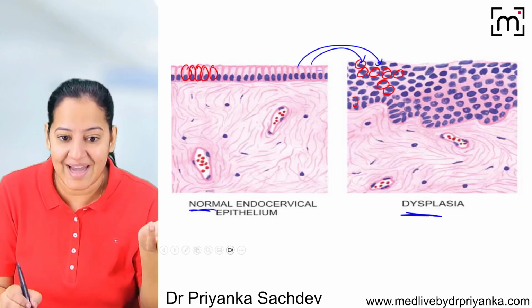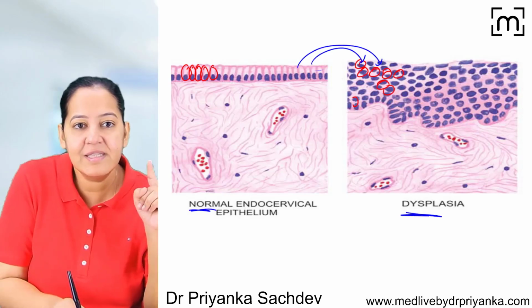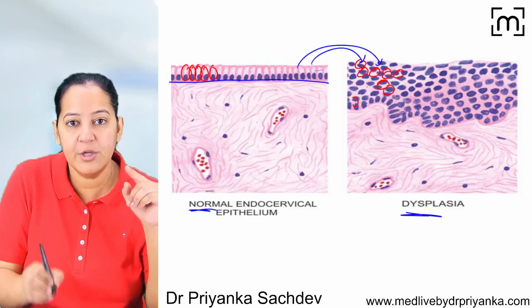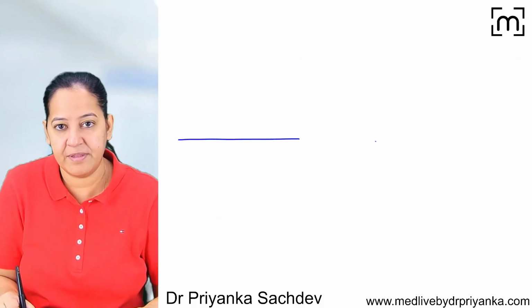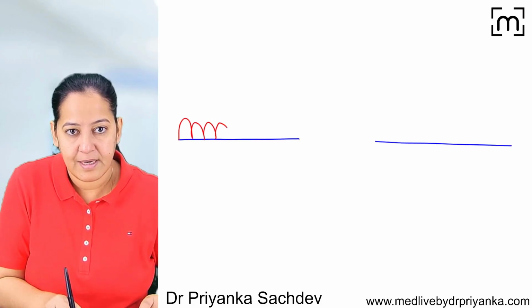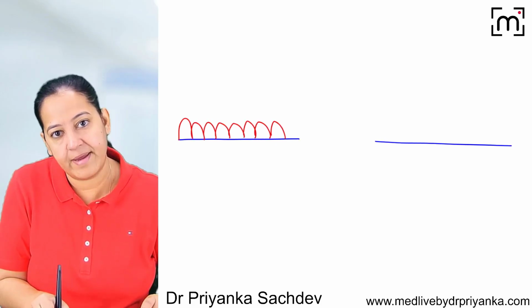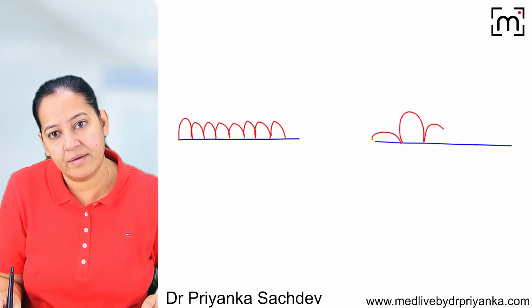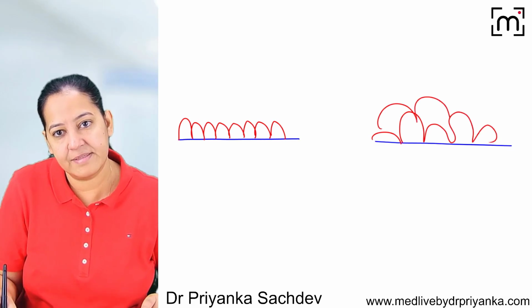The third is the polarity. What do you mean by polarity? See, this is the basement membrane. Where is the nucleus of all these cells? See, I'm drawing on the next page. This is the basement membrane, this is the basement membrane. These are normal cells I'm drawing. And these are dysplastic cells I'm drawing. They have multiple layers like this.